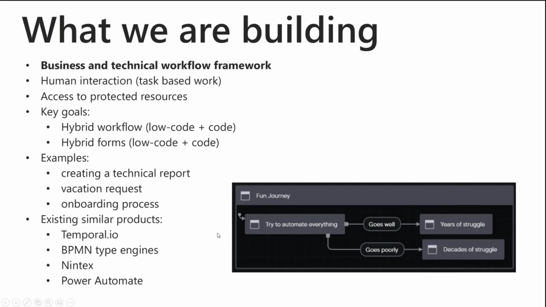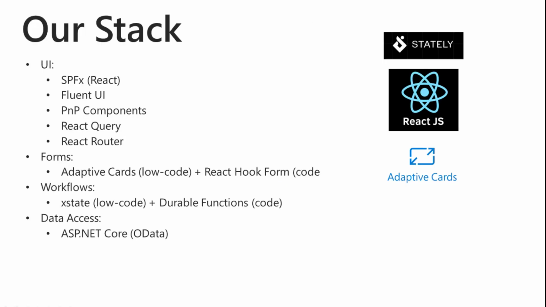Some existing products for this would be temporal.io, some BPMN type engines, Intex, Power Automate. All of these are great solutions. And as is classic in software development, we were like, you know what, we're going to do something different. But we didn't rebuild any of these. So how did we do this?